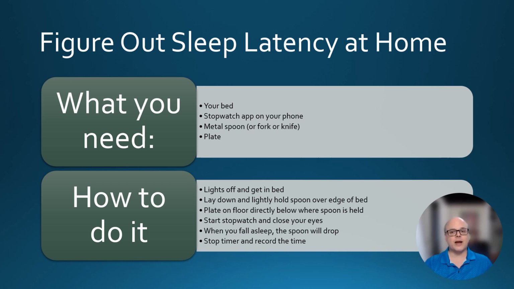As soon as you are actually asleep, you'll be in what's called stage 1 sleep. You will lose muscle tone and you will drop that spoon. So when you fall asleep, the spoon's going to fall and it's going to hit the plate on the floor, and that's going to jolt you back awake, and you just stop the stopwatch and record your time. Now, like I said, it's most accurate when you do this 3 or 4 times during the day and take the average of those times. But if you don't want to do that, you can still get a pretty good idea with just one measurement.